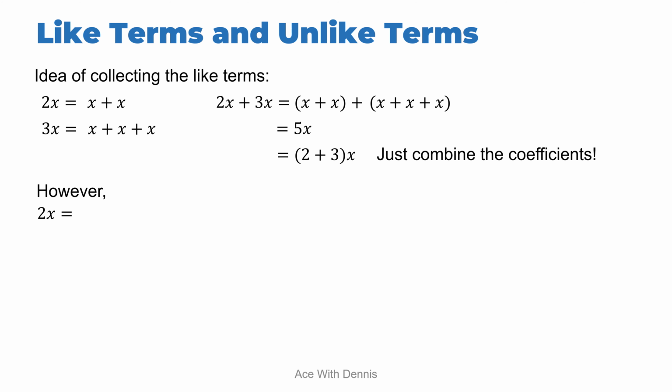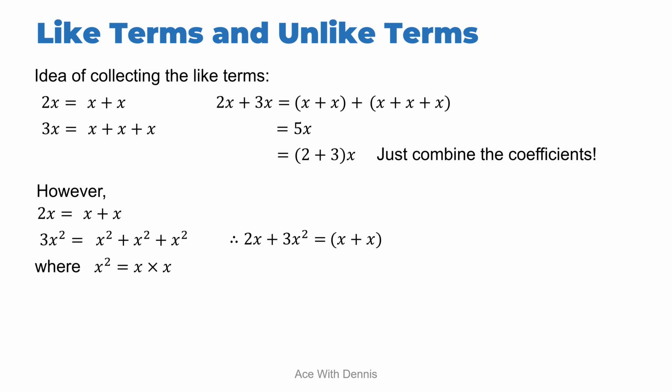However, 2x is x plus x, and 3x squared is x squared plus x squared plus x squared, where x squared means x times x. Now, we want to try to add 2x with 3x squared. So here is what it means: x plus x plus x squared plus x squared plus x squared. As you can see here, we can't combine everything because we'll still get 2x plus 3x squared. Hence, we can't combine unlike terms.